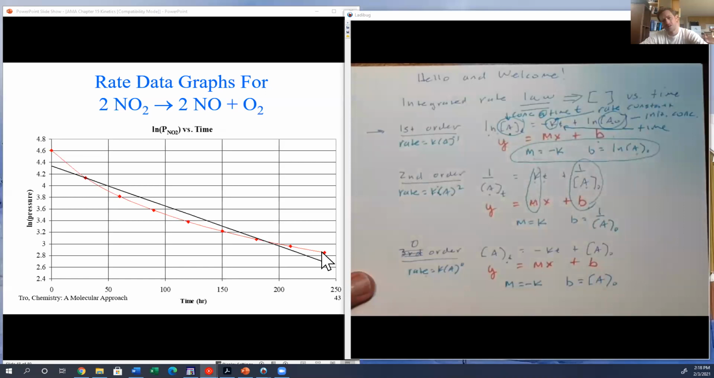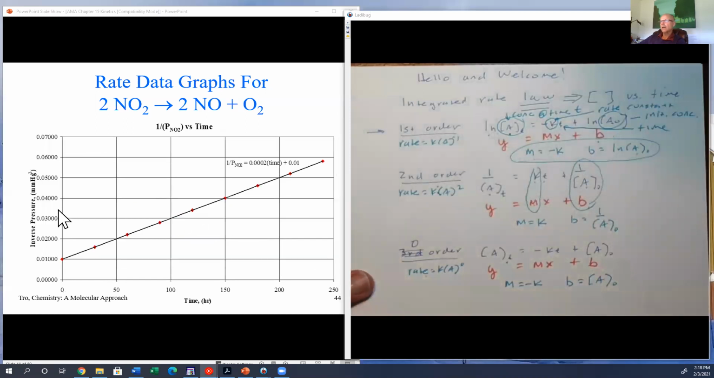Not first order, right? If I plot the log of the concentration versus time, a first order reaction would give me a straight line. This is not giving me a straight line, so therefore it's not first order. Okay, so I try the inverse of the concentration versus time, 1 over the concentration versus time, and there it is, my straight line, right?